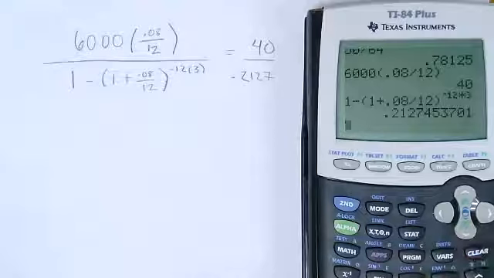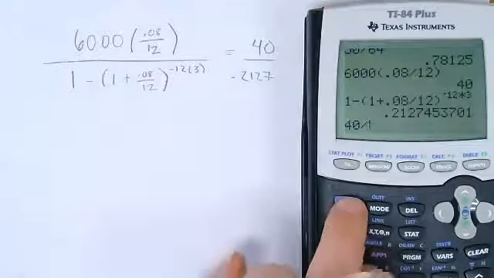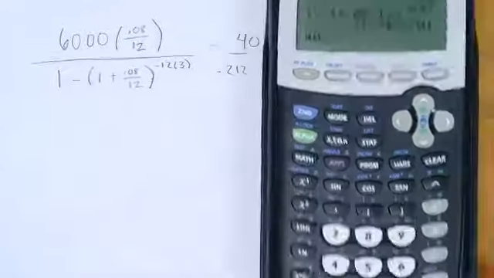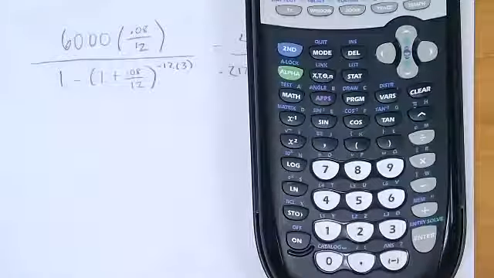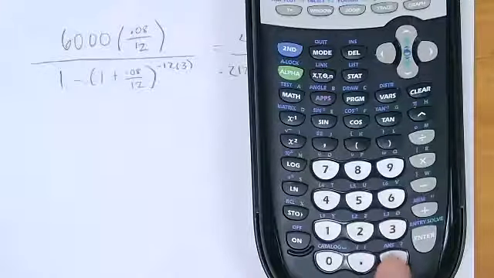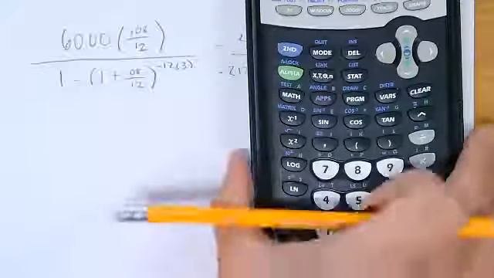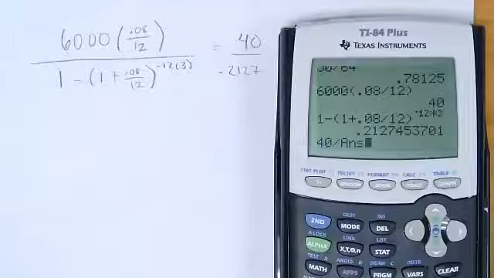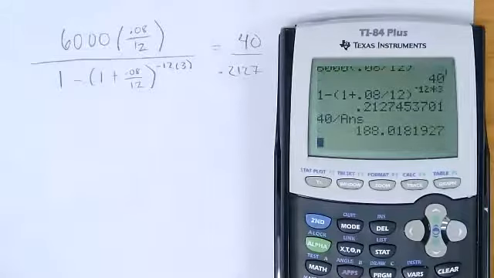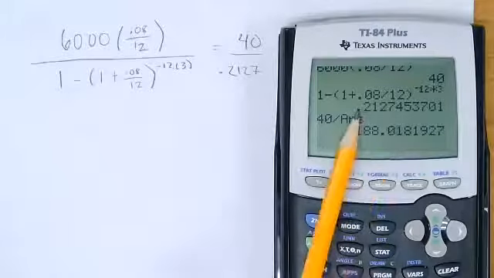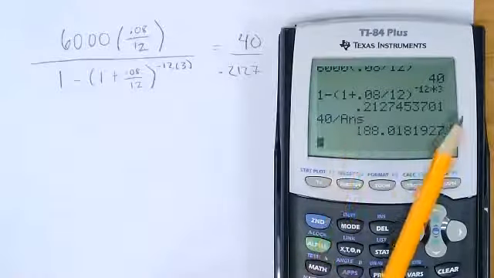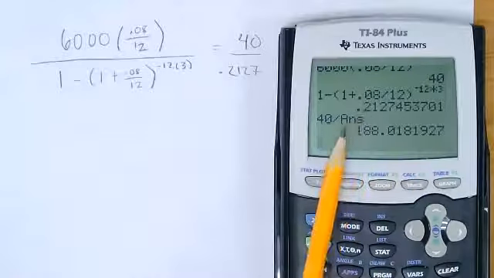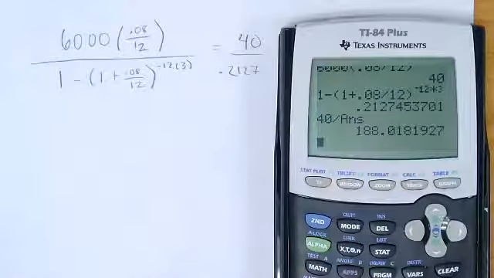So I did something like this. I did 40 divided by, and then I pressed this blue button, second, and then I pushed the answer button. So the answer button is located right here where my finger is, right there by the minus. So when I do 40 divided by second answer, I get a little bit more accurate answer. That's because I am using this whole number instead of just the 0.2127. But pretty much the same thing, okay? All right, let's do another one.